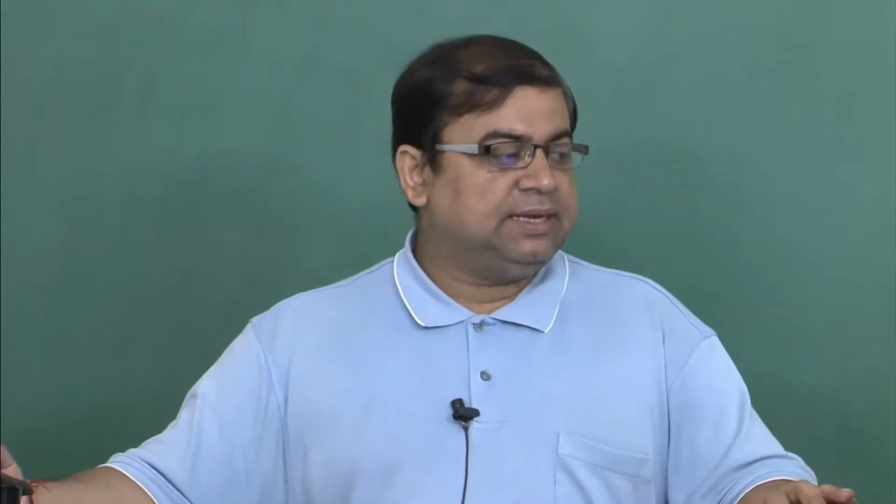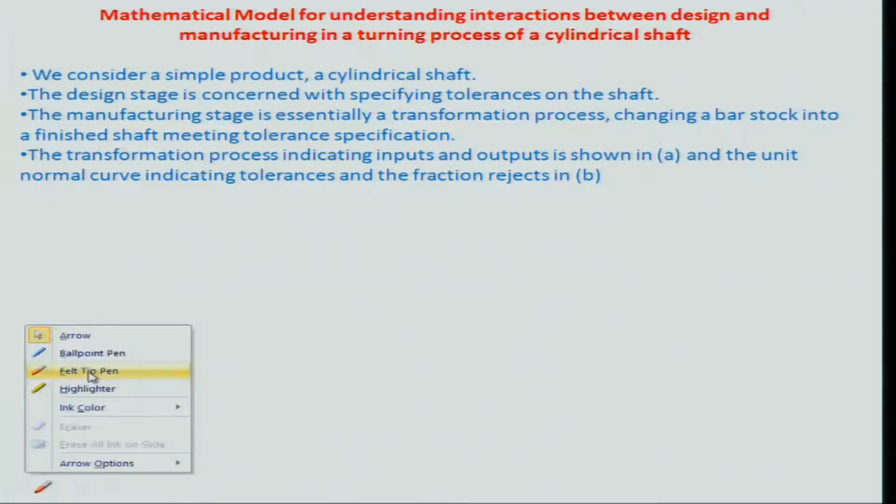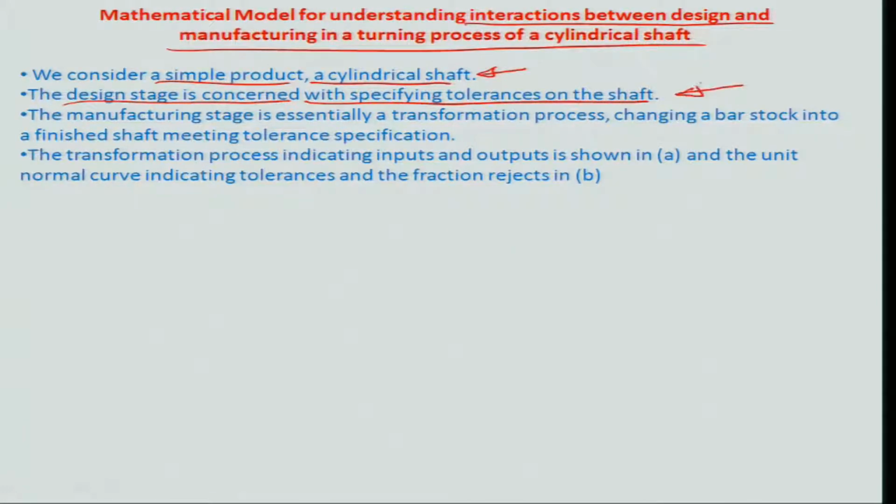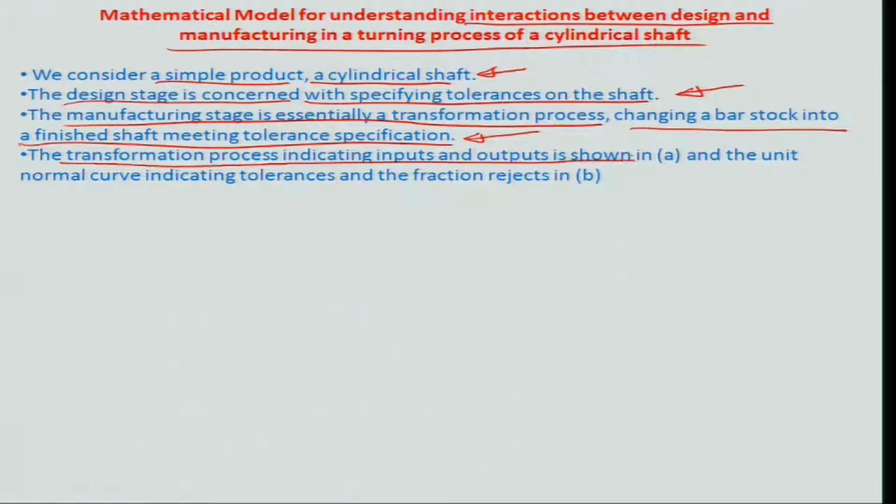So let's look at a problem example, where we use a small mathematical model to understand the interactions between design and the manufacturing process in a turning operation of a cylindrical shaft. Here we consider a simple product, a case study with a cylindrical shaft. The design stage is concerned with specifying tolerances on the shaft. The manufacturing stage is essentially a transformation process, changing a bar stock into the finished shaft meeting the tolerance specification of the design, with the inputs and outputs shown here.